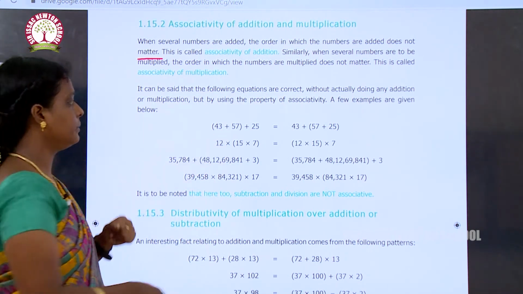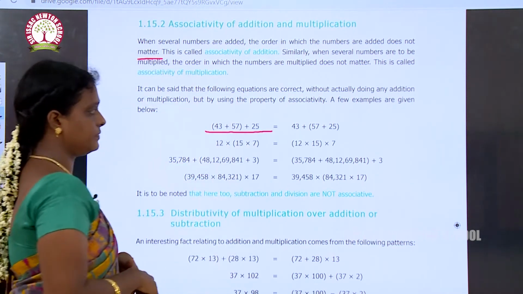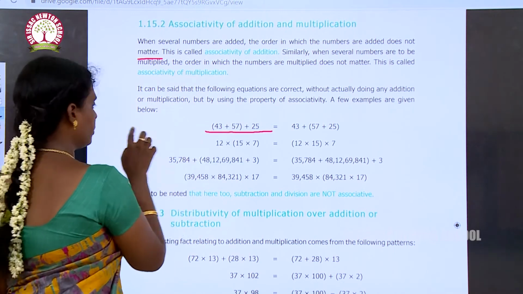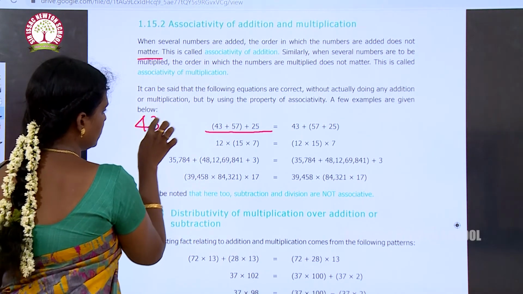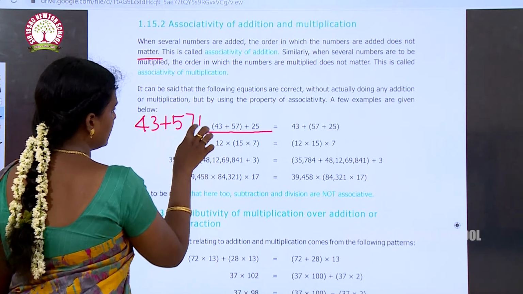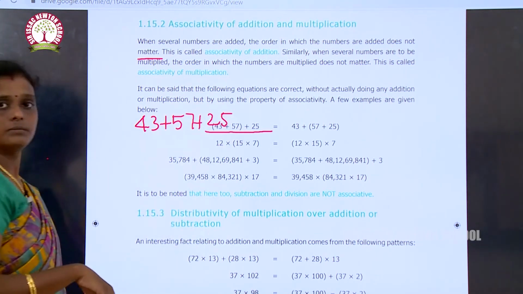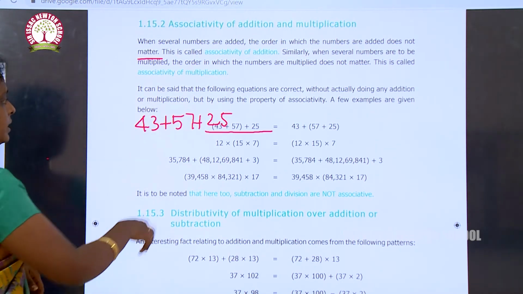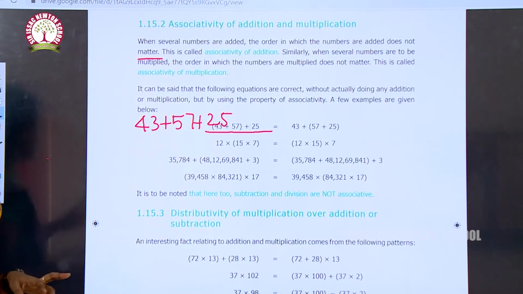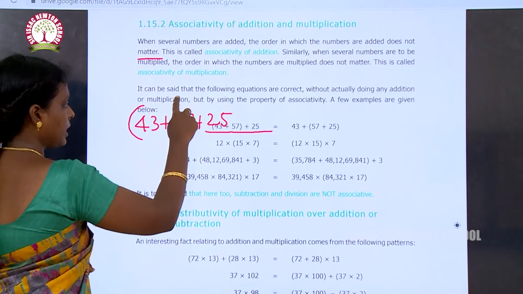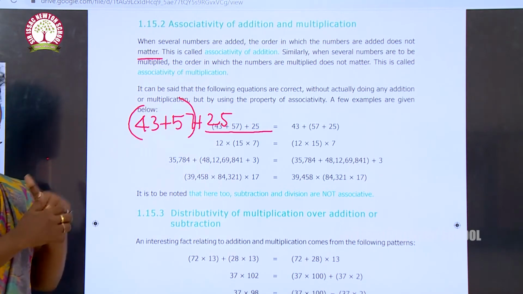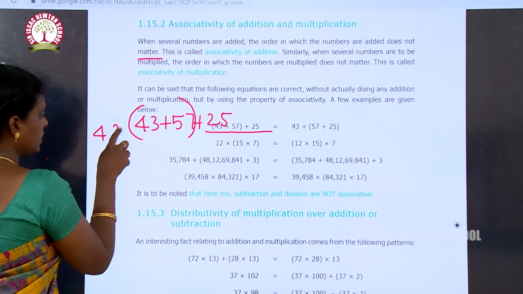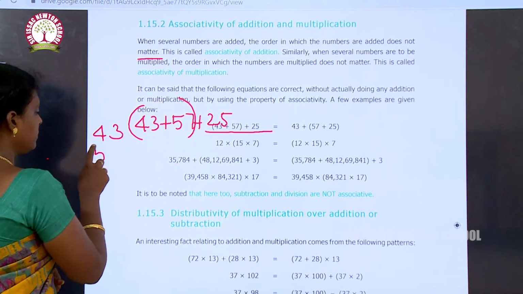Okay. So, see here we are having 43 plus 57 plus 25. Here we are having 3 numbers, right, 43 plus 57 plus 25. Okay. Instead of adding all these numbers at one time, I am going to split this into 2 parts. First, I am going to add these first 2 numbers. The first number is 43 and the second number is 57.